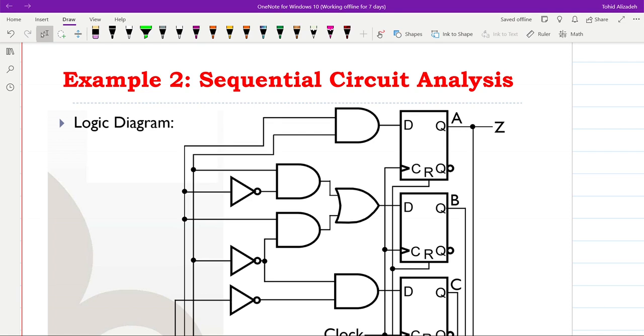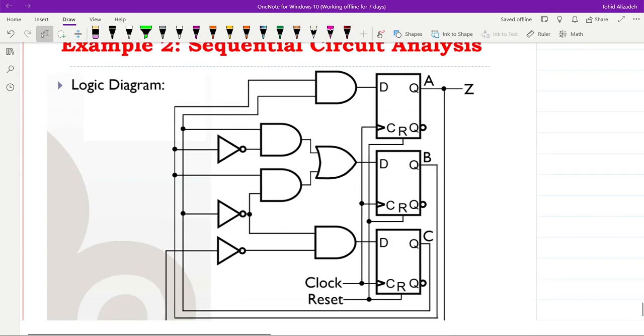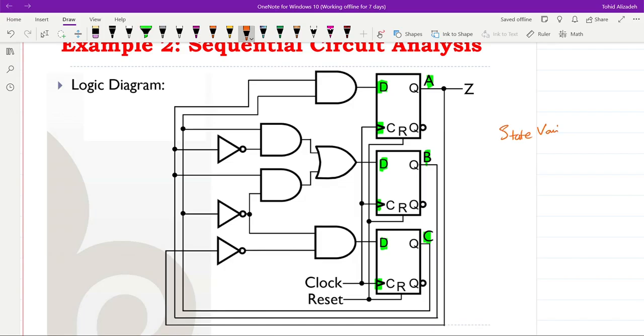Hello everyone. In this part of the lecture on sequential circuit analysis, we are going to analyze another example. We have the logic diagram given to us. There are three D-type flip-flops, which are sensitive to the rising edge of the clock, and their outputs are called A, B, and C. So A, B, and C here are our state variables. We have a single output, which is Z, and there is no input.